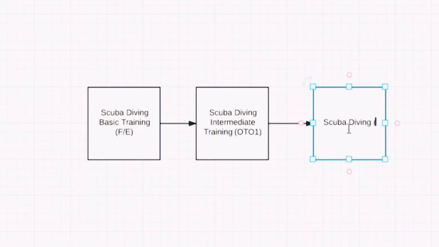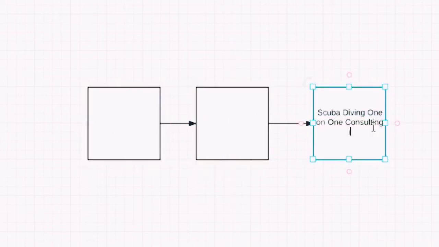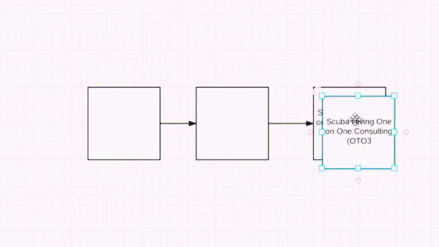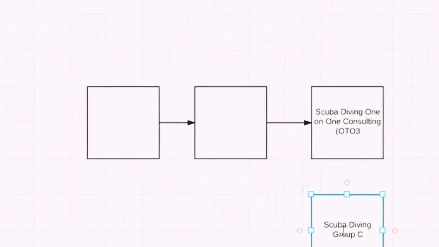So in this case, we could do scuba diving one-on-one consulting. So that could be a one-on-one personal training kind of thing. And let's delete these two here. And let's say this will be OTO3. And with a service-based business, you could do that, and then you could do a downsell. So if somebody could not afford that, they could have something like a scuba diving group consulting.